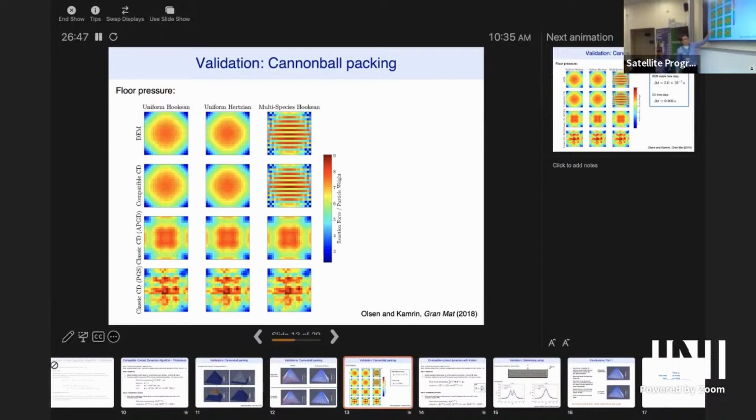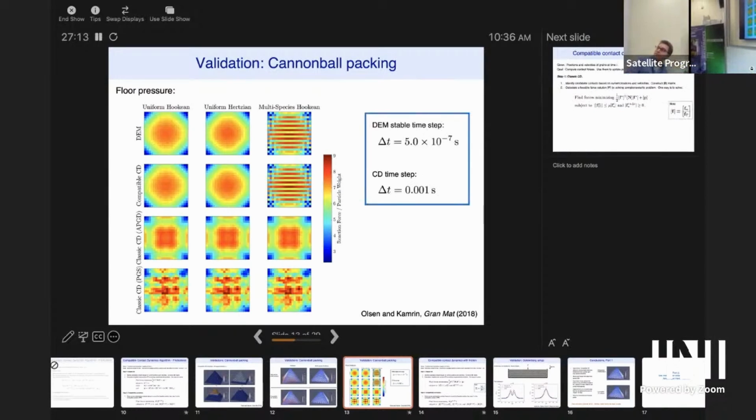Now notice, none of them change as I move this way because they have no idea what contact stiffness means. It's just finding me a force balance solution. And you can see these are very variable. It just depends on however it minimized to something that didn't have a unique minimum. What's nice about this is, let's look at the difference in time steps. You can see compatible CD matches DEM, but it did so with a time step that was about 2,000 times bigger. And in the limit of perfectly stiff particles, it's going to get even worse.